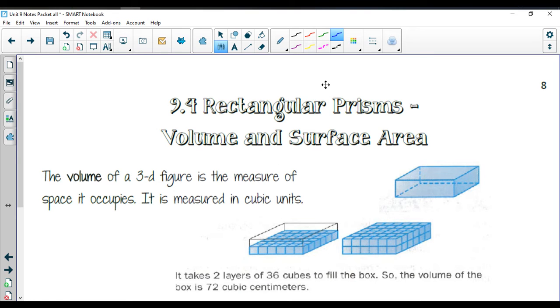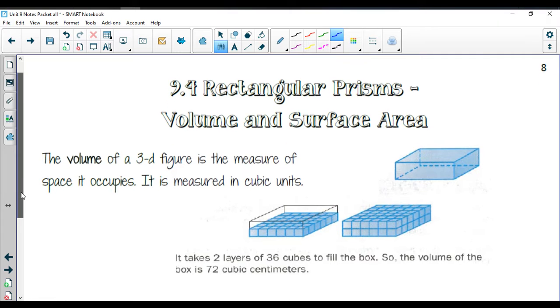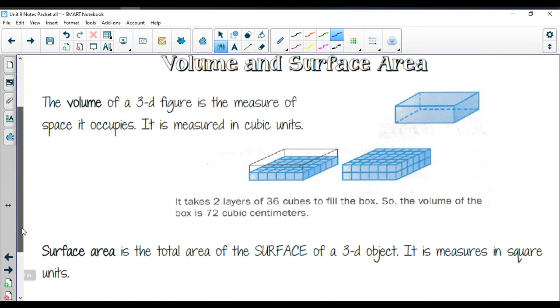Lesson 9.4 is about rectangular prisms. We're going to be working on volume and surface area for rectangular prisms today. Rectangular prisms are down on the bottom of your formula sheet, on the bottom right-hand side of your 7th grade formula sheet. We are going to be in your notes packet on page number 8 for this lesson.